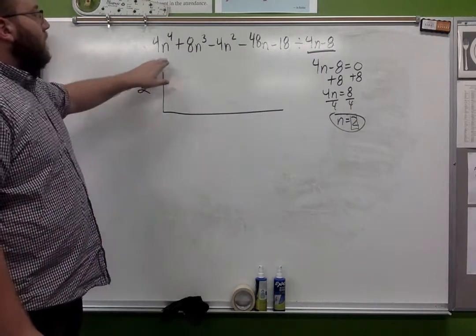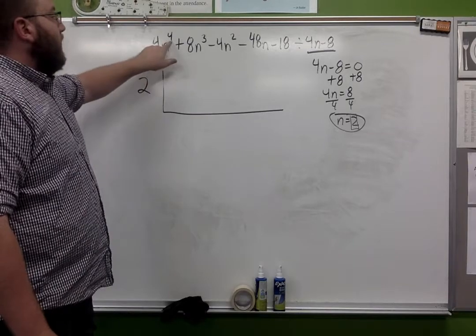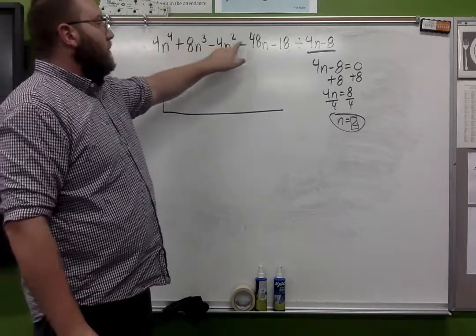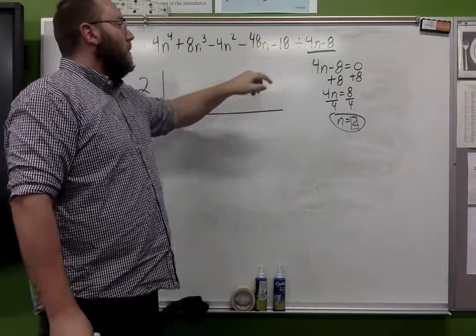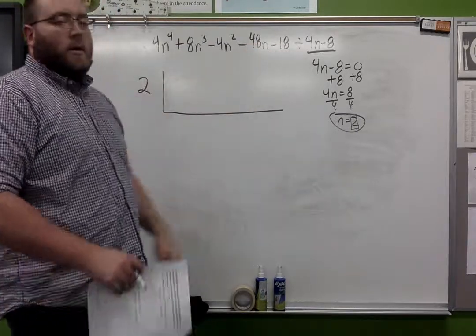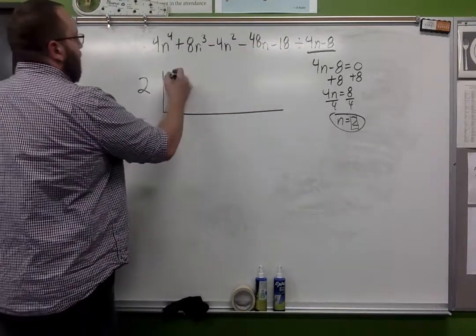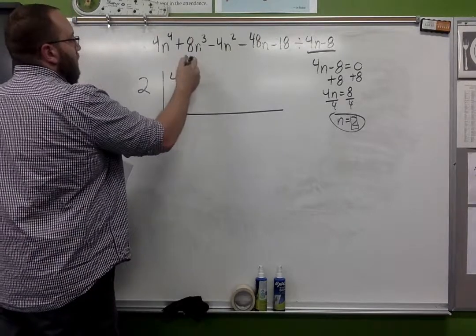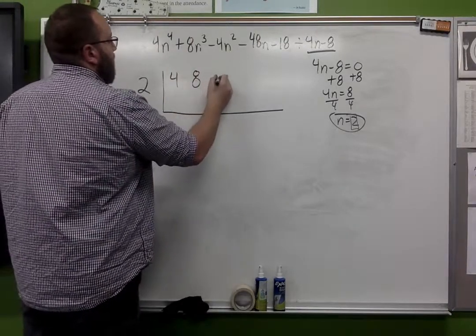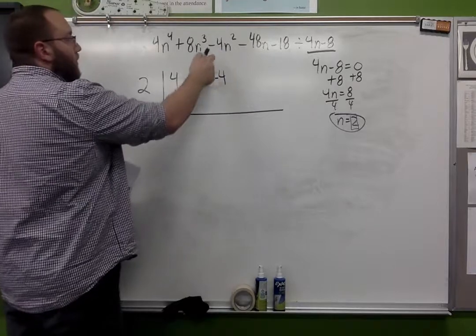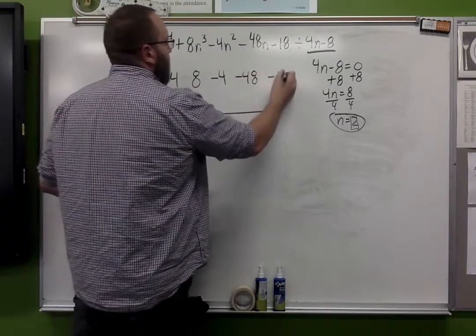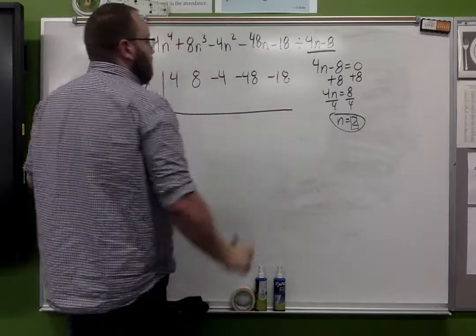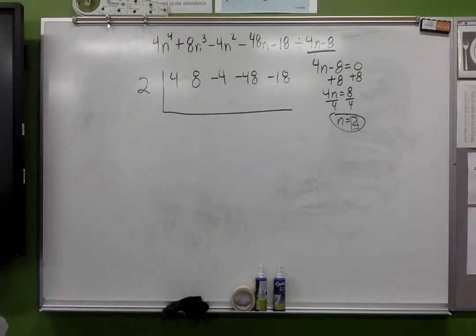So standard form is your polynomial written from biggest exponent to smallest exponent. So from 4, 3, 2, 1, no exponent. All right, so this is standard form. We're going to put our coefficients in standard form. 4, 8, -4, right? The signs go with the number, always. -48, -18. That's how we set up synthetic division.